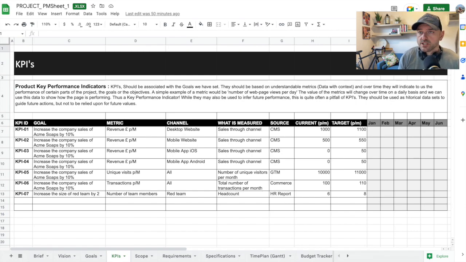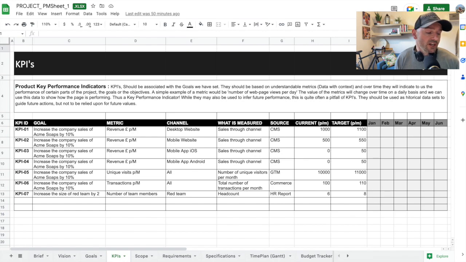And the data source, so how are we getting this information? Where's it coming from? So I've just put in here the CMS, content management system. So we're just going to track certain data points through the CMS. We're going to maybe use GTM, which stands for Google Tag Manager. So maybe we want to track the unique visits per month, and that might come through Google Tag Manager or Google Analytics.